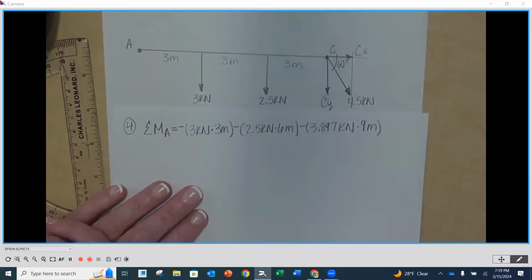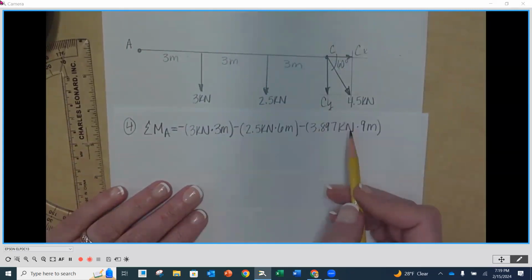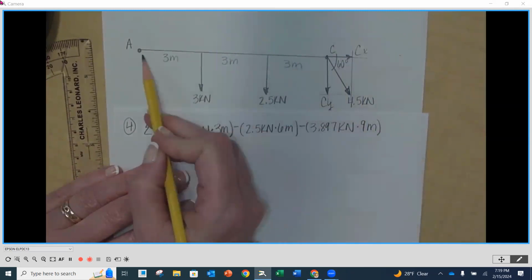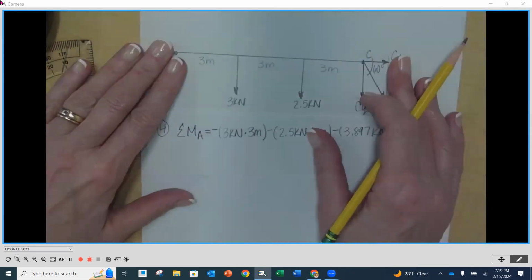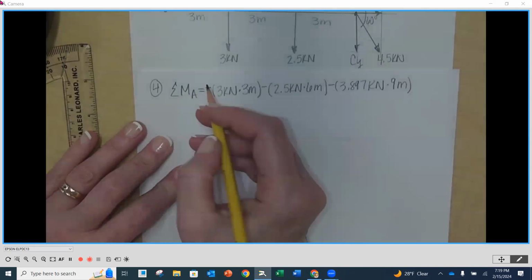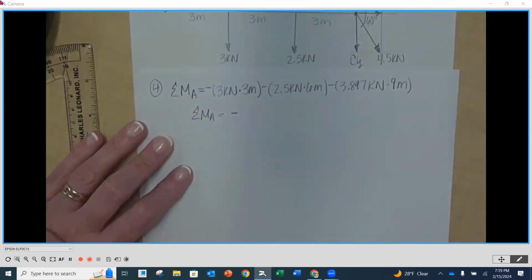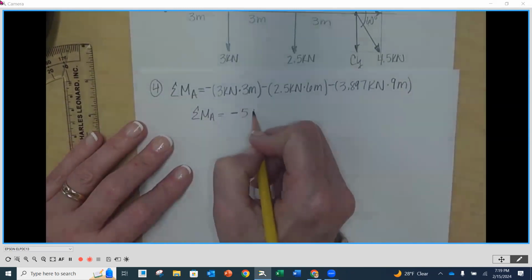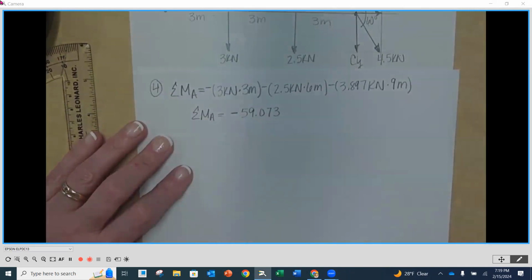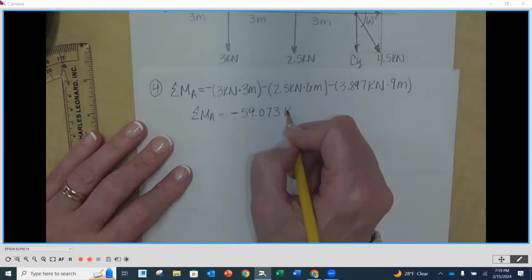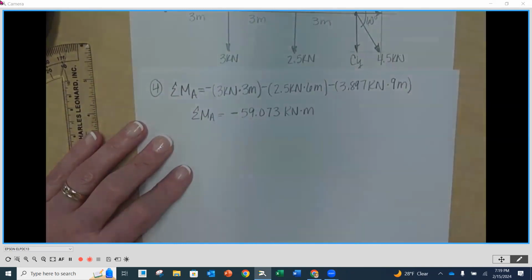What about CX? Am I going to worry about CX? No. I'm in moment mode, right? It's not going to create a rotation. It's just going to pull on A, so it's not included. So what is my total moment about point A? It's going to be negative something. You said a negative 59.073 kilonewton meters, right? Excellent. Confirmed. Awesome. Thank you.